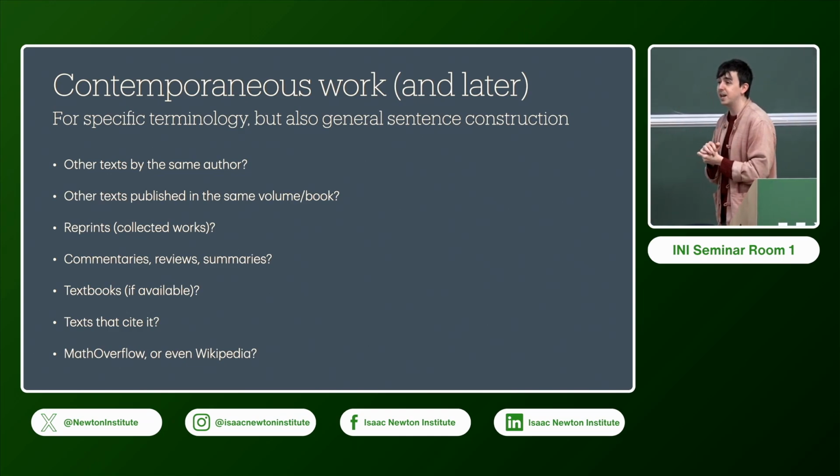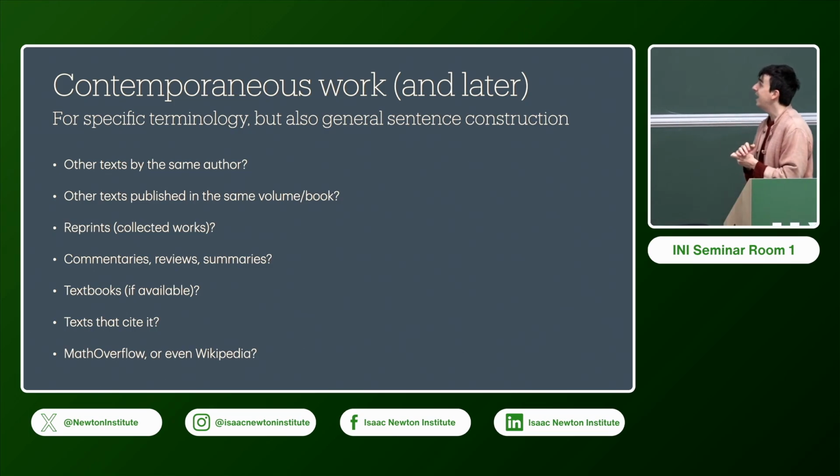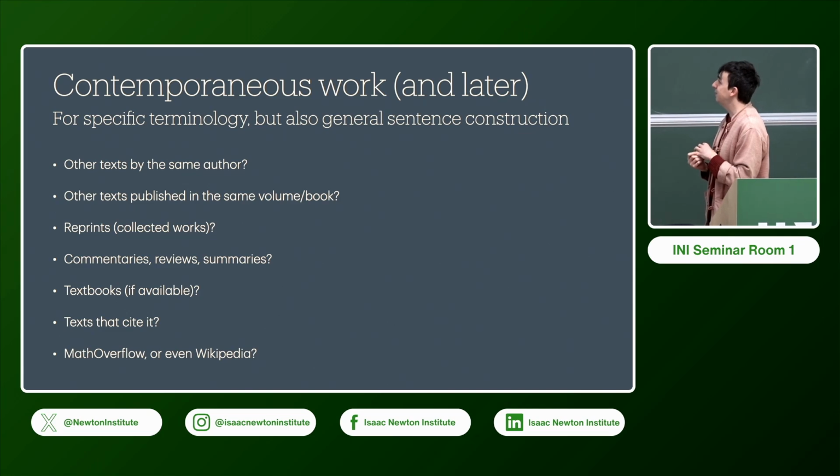I go onto Google Scholar, find everyone that cites it and see if any of them make an effort of translating some of the terminology. And then when they all inevitably disagree, I ignore them all and just pick a new one, which I think is better. And then lastly, Math Overflow, or even Wikipedia, if you can find people talking about it on there. This has also been a good source for me sometimes.